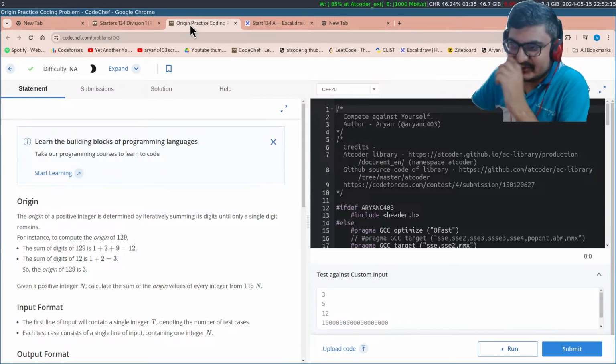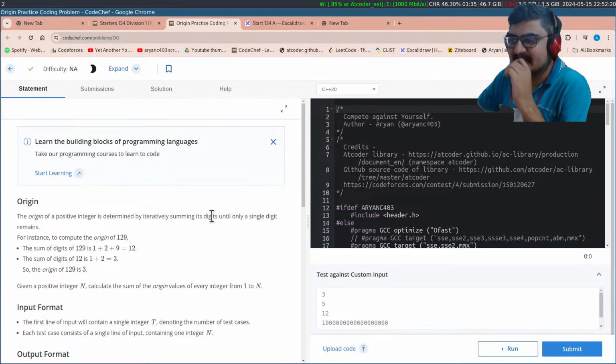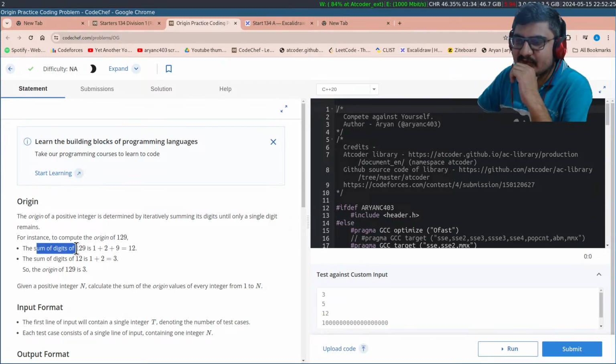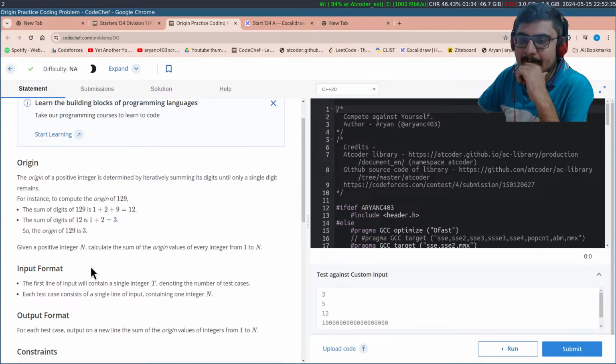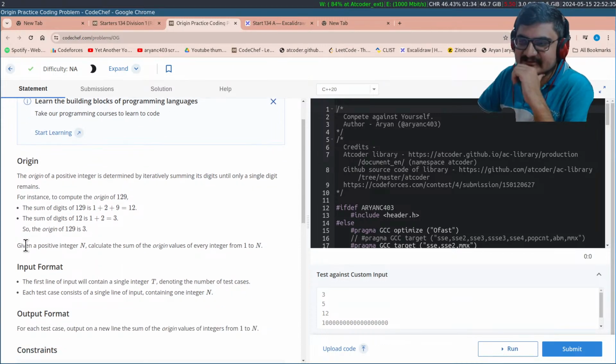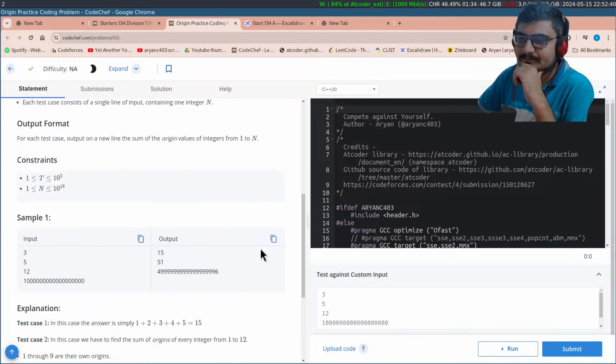The origin of a positive integer is determined by iteratively summing its digits until only one digit remains. For example, to compute the origin of 129, we take the sum of digits of 129, which is 12. Because 12 is not a single digit number, we take the sum of digits of 12 again, which gives 3. So the origin of 129 is 3. The problem asks, given a positive integer n, calculate the sum of origin values of integers from 1 to n.